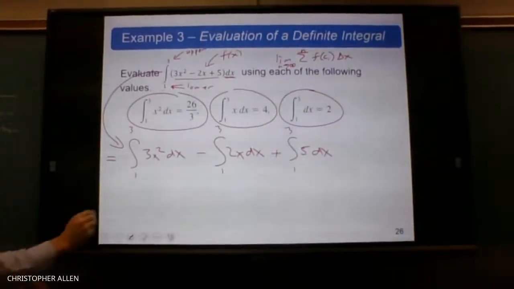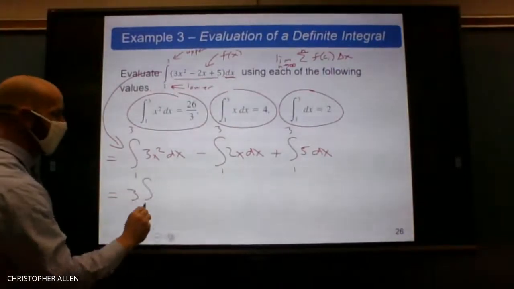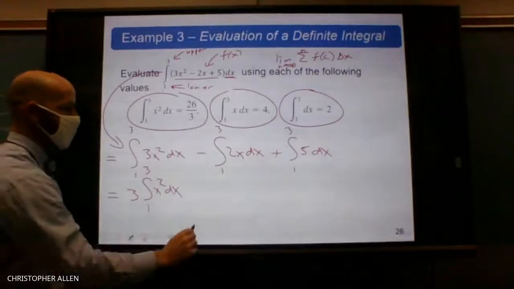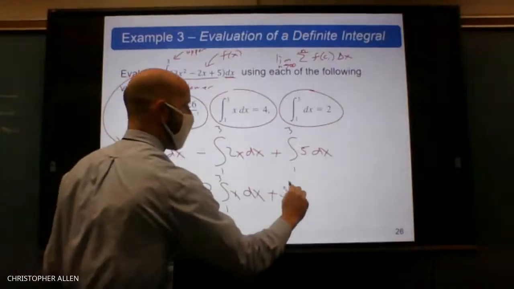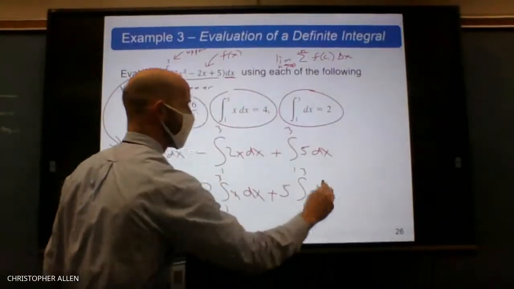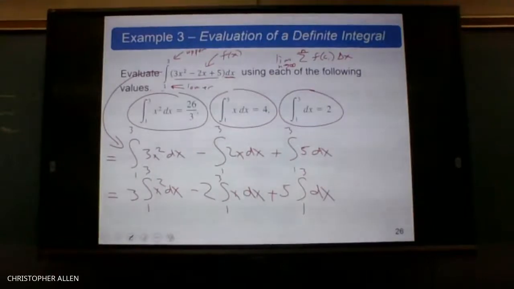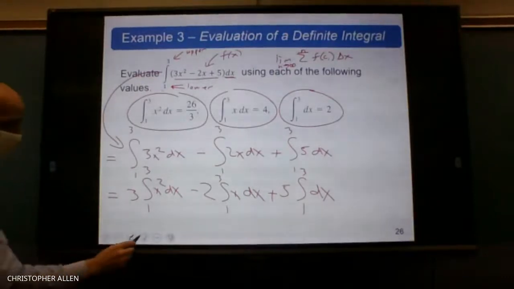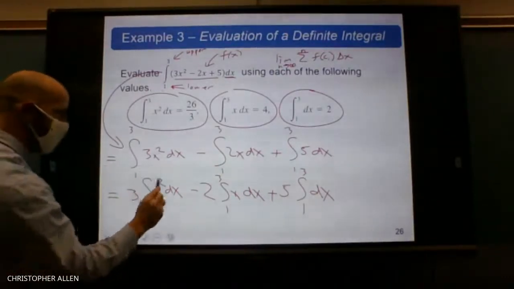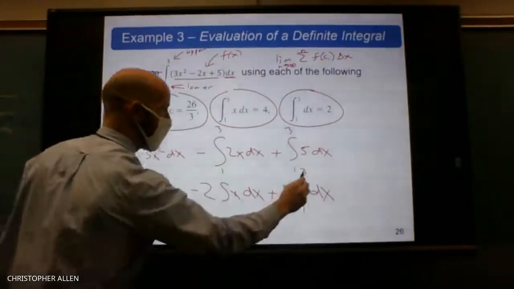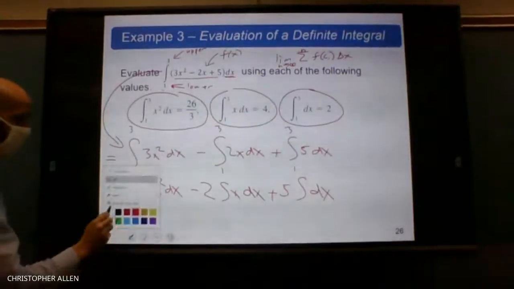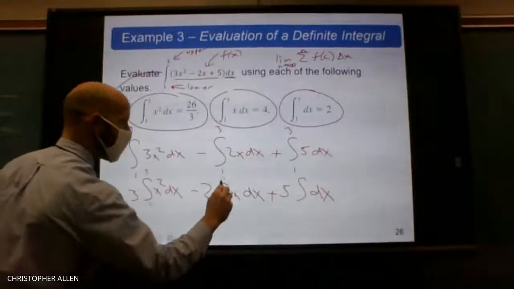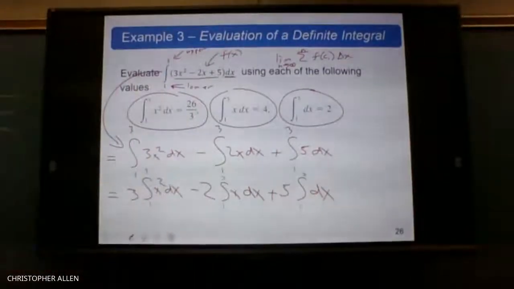I can go further. I can say 3 times the integral from 1 to 3 of x squared dx minus 2 times the integral from 1 to 3 of x dx plus 5 times the integral from 1 to 3 of dx. And let me make sure, I should have done that in a different color. Let me fix this here a little bit. I'm going to get rid of these and make them a different color just so you guys don't get confused on what I'm doing up there. Let's do green. So this is 1 to 3, this is 1 to 3, this is 1 to 3. Okay, you with me?